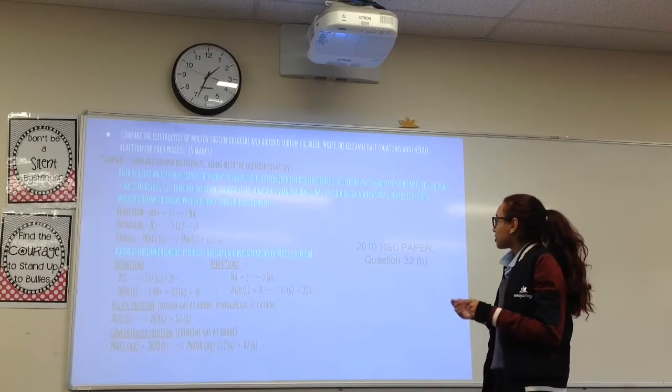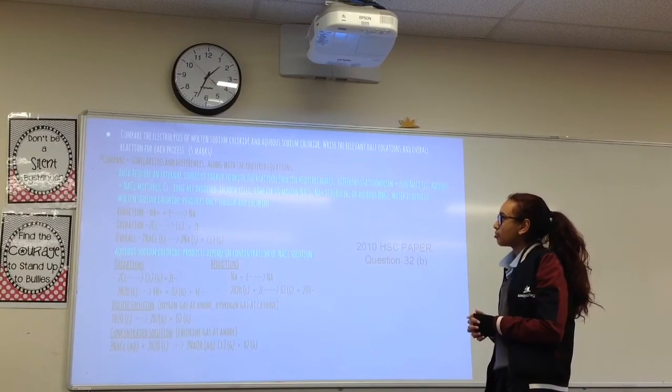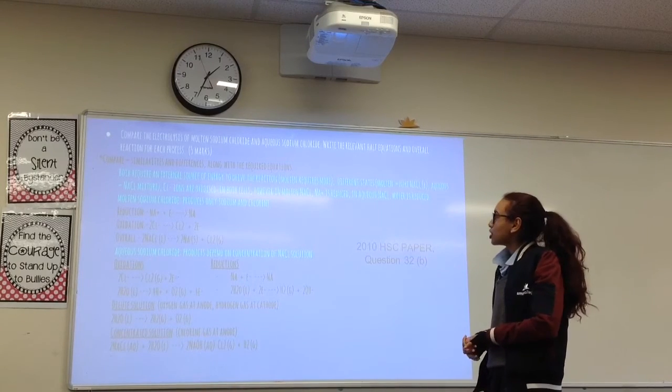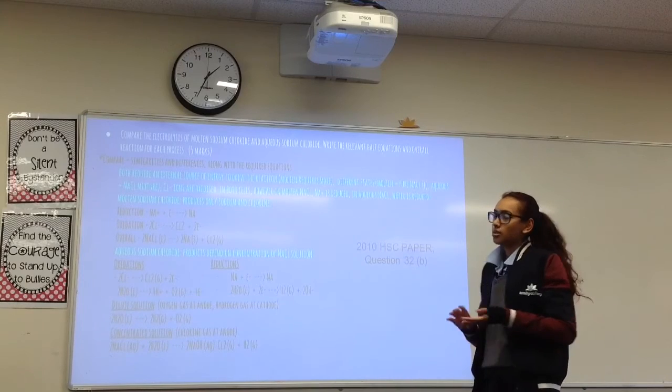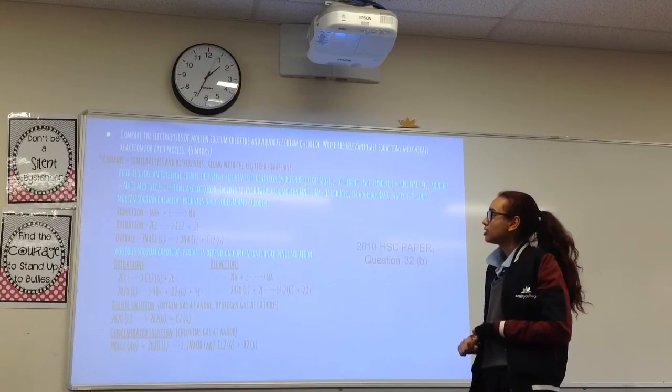Okay, this is the last question from the 2010 HSC paper. Compare the electrolysis of molten sodium chloride and aqueous sodium chloride. Write the relevant half equations and overall reaction for each process. So this is 5 marks. It's a compare question, so you need similarities and differences along with the required equations.